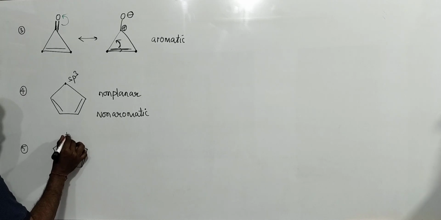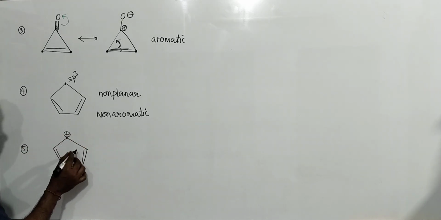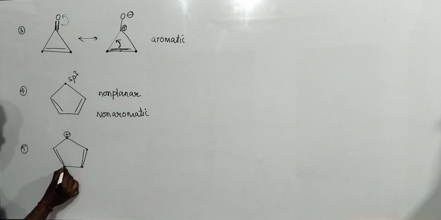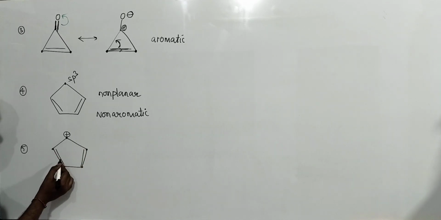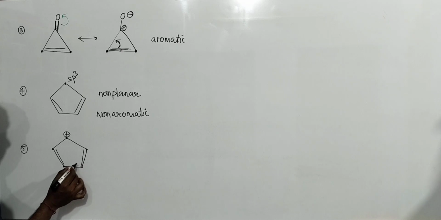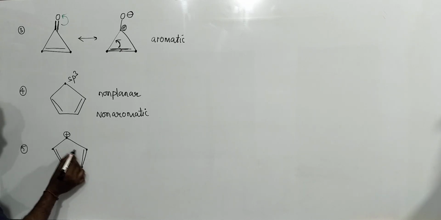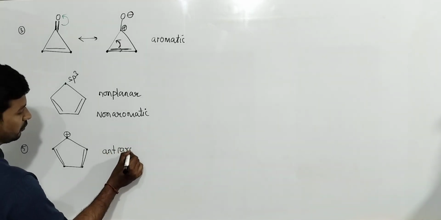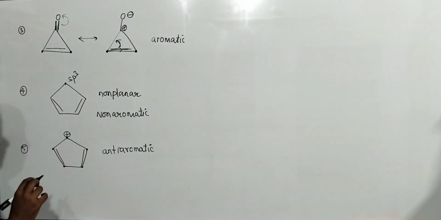If you take some positive charge here, cyclic or not? This is sp2 carbon, sp2 carbon, sp2 carbon, sp2 carbon. That means cyclic and planar. Conjugative system: double bond, single bond, positive, single bond, double bond. How many pi electrons involved in delocalization? 4 pi electrons. So this is anti-aromatic.